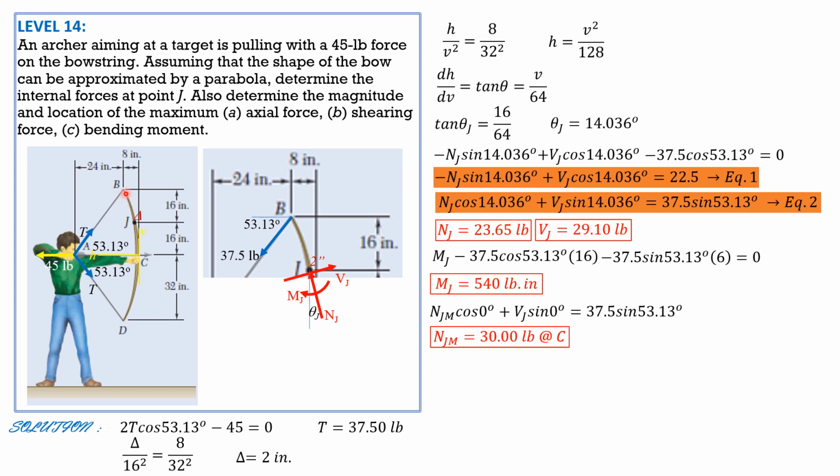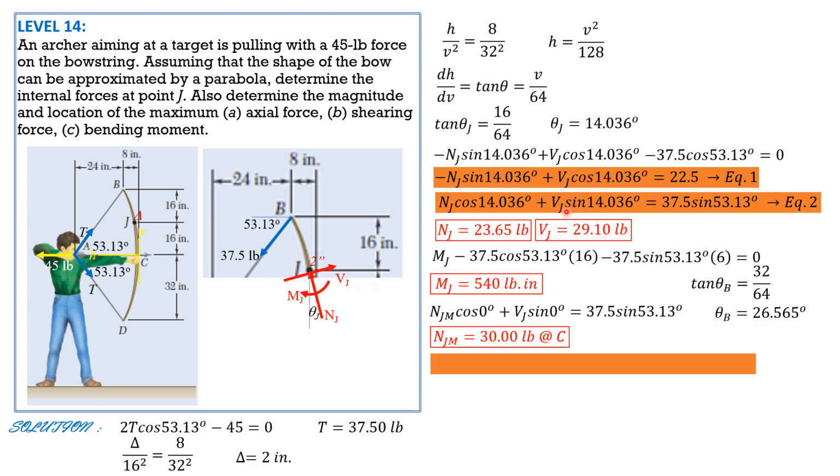So therefore, we solve for theta B. The value of v at B is 16 plus 16, 32. Substitute here. So tangent theta B, which is tangent theta D also, is v over 64, where v at B, the vertical distance, is 32 over 64. So theta B is equal to 26.565 degrees. So substitute into this equation here, then replace 14.036 by 26.565. The corresponding value of Vj would be maximum because Nj is minimum there.